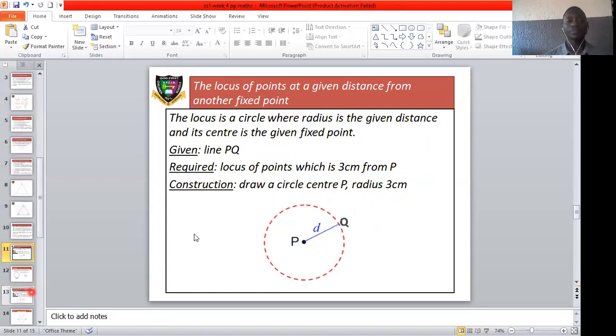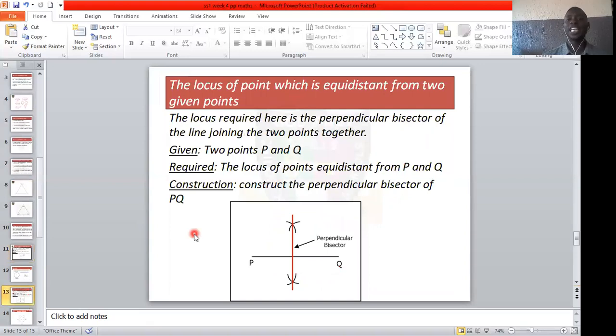So look at the next one: the locus of points which are equidistant from two given points. Let us go through the notes.